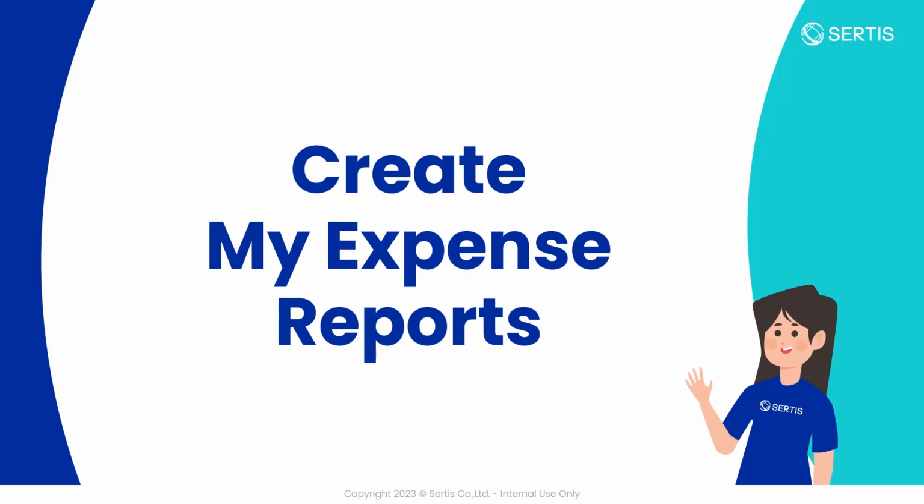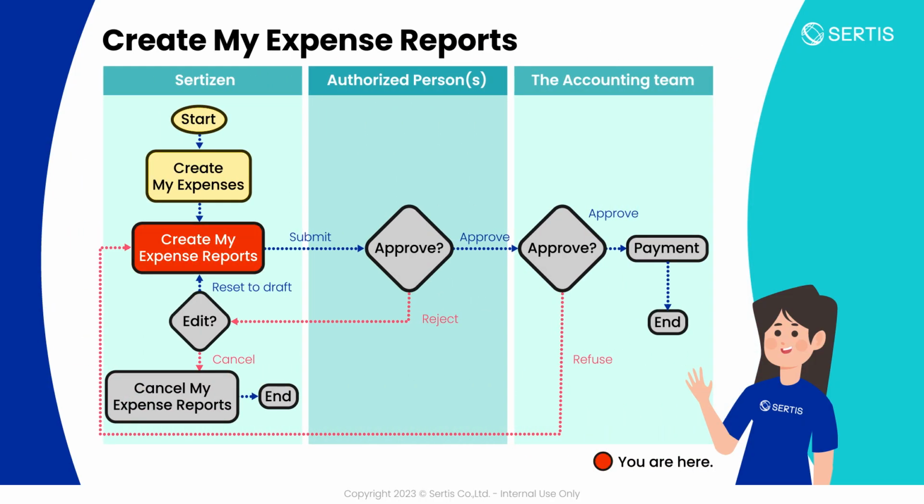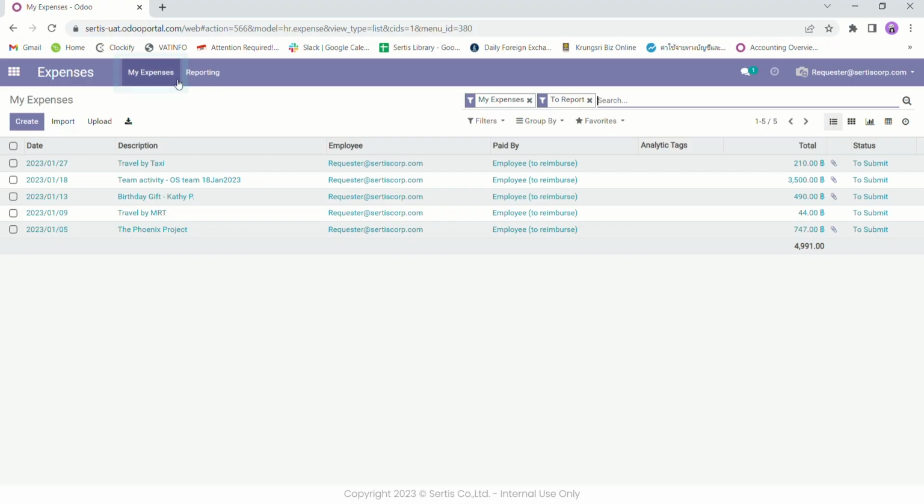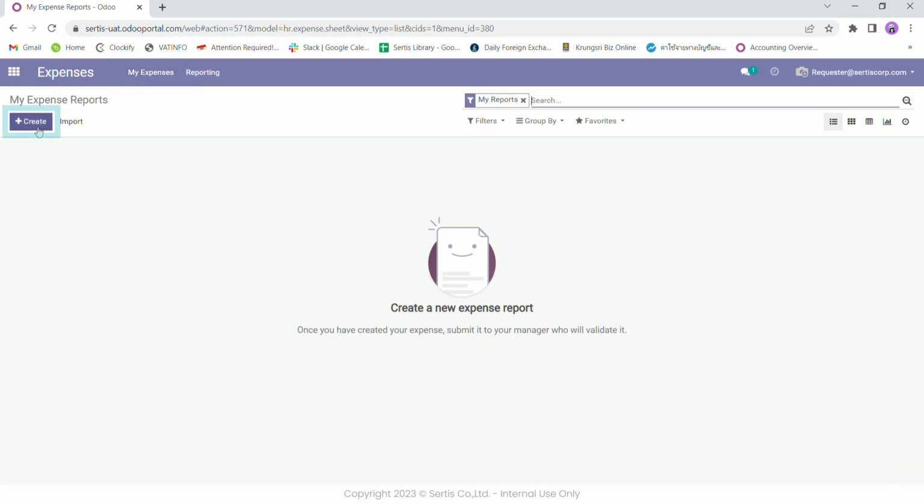After you create the expense item in My Expense, the next step is to create the expense report to include all expense items that you want to reimburse. Let's create My Expense report. Click My Expenses menu. Select My Expense Report and click Create.